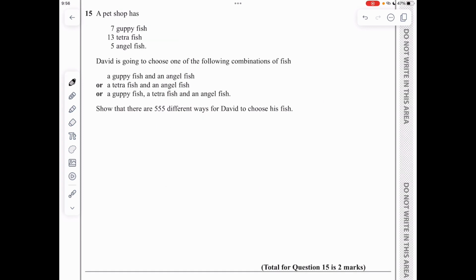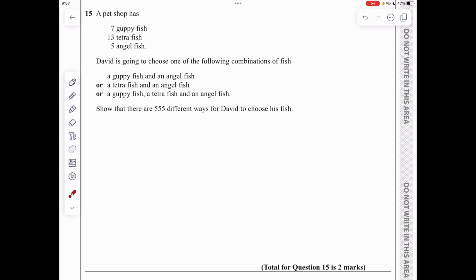In 15, we are told that in a pet shop we've got 3 different kinds of fish, 7, 13, and 5 of each kind. And David's gonna choose one of the following combinations, either a guppy fish and an angelfish, a tetra fish and an angelfish, or a guppy, a tetra, and an angel. We need to show that there's a total of 555 different ways that this can be done.